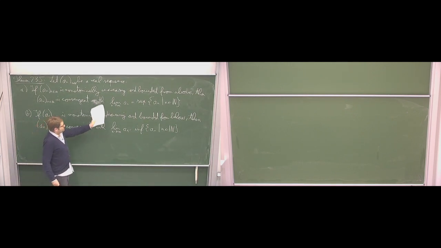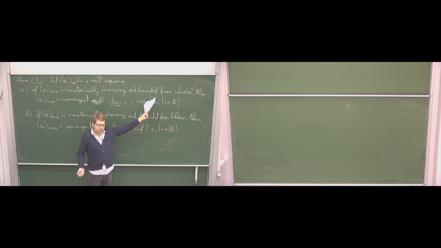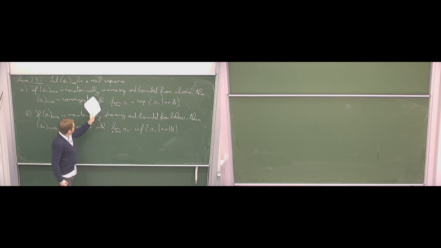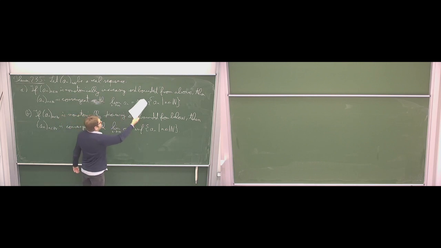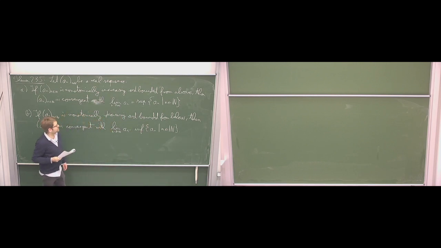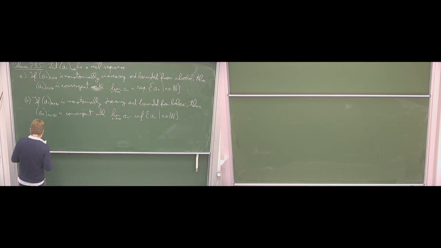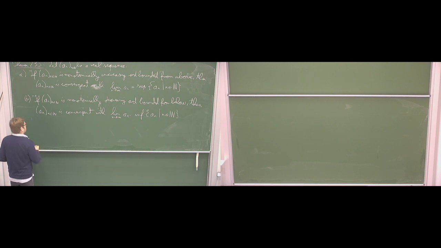Here we need to check that something is bounded from above. That's not too hard usually, and that it's monotonically increasing. So we need to prove some inequality, and this is something you can really write down and prove. So there are many examples where these two conditions are much easier to check than the convergence itself, really by definition with epsilon neighborhoods and so on. Okay, let's prove this.